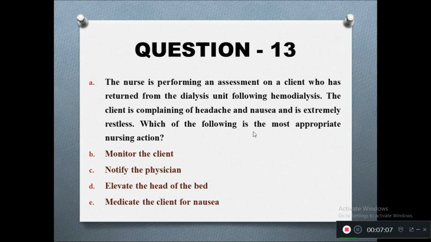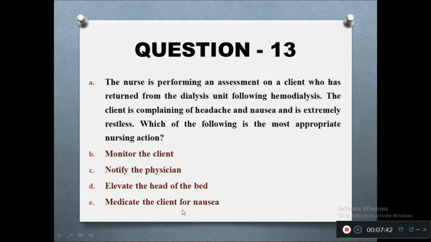The nurse is performing an assessment on a client who has returned from the dialysis unit following hemodialysis. The client is complaining of headache and nausea and is extremely restless. Which of the following is the most appropriate nursing action? Option A, monitor the client. B, notify the physician. C, elevate the head of the bed. And D, medicate the client for nausea.